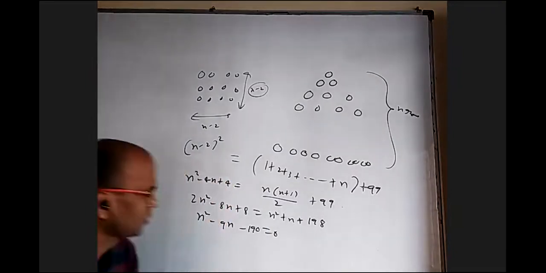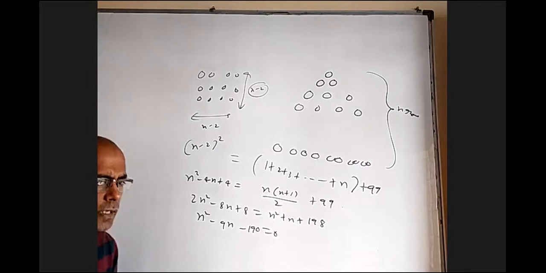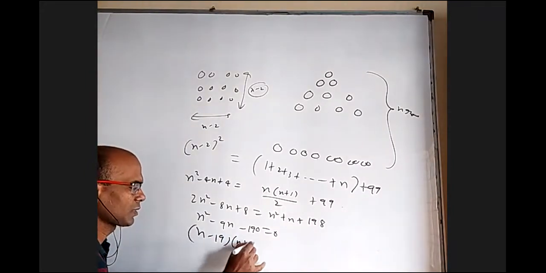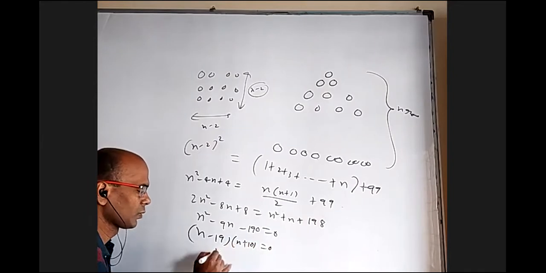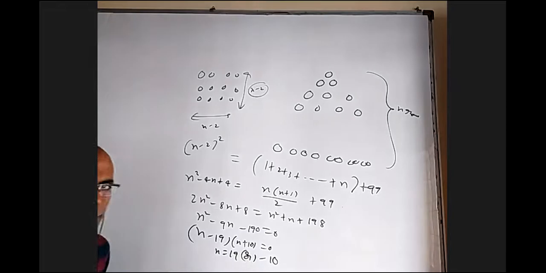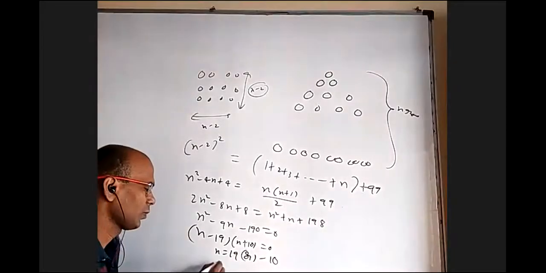Does it have any way of splitting this? 19 and 10, yeah. So n minus 19 into n plus 10 equals 0. So n equals 19 or minus 10. Okay, you cannot take negative numbers, so obviously we'll take the positive.